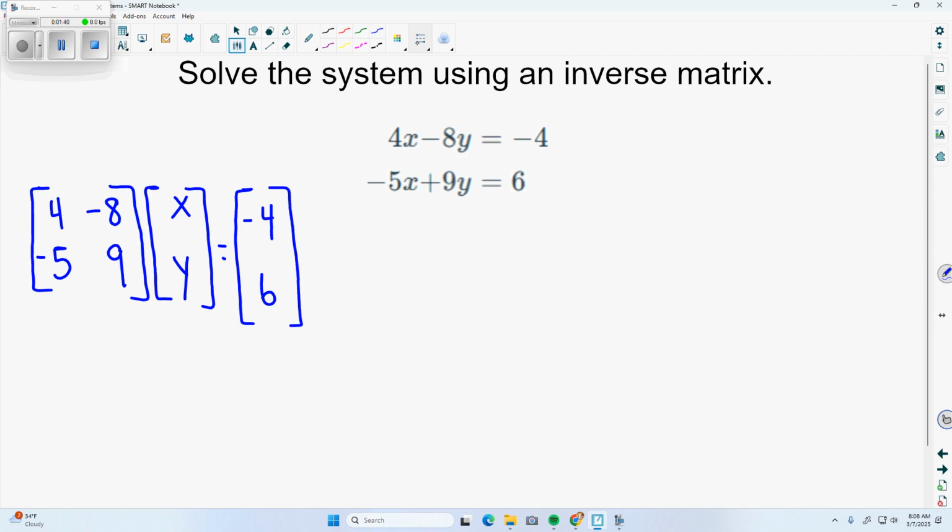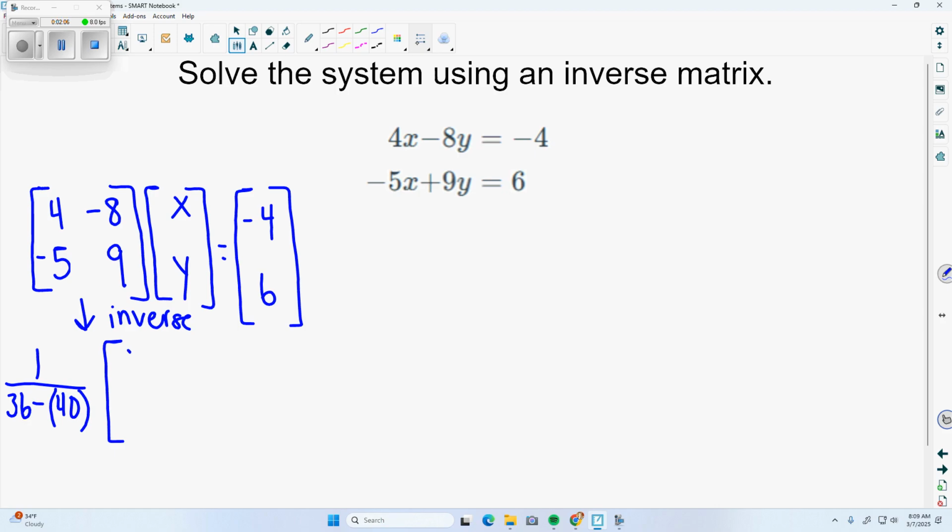Okay, next thing we need to do is find the inverse of this matrix right here. Okay, we've talked about the inverse before, starting with that determinant. So we multiply across one diagonal, 4 times 9 to get 36, minus what we get when we multiply across the other diagonal. Two negatives end up making that positive 40 there. Don't forget we're subtracting it.